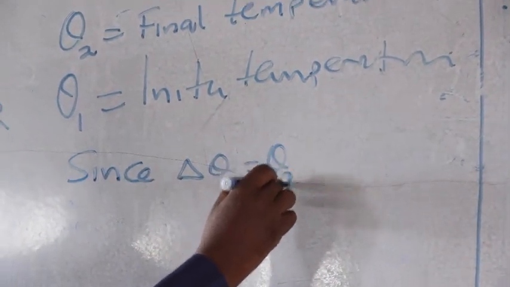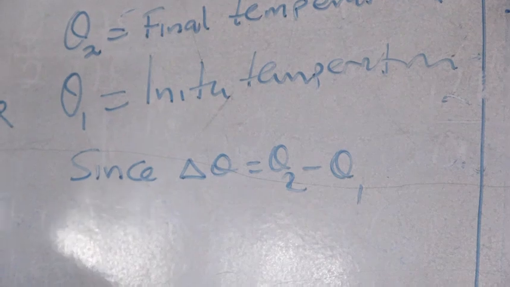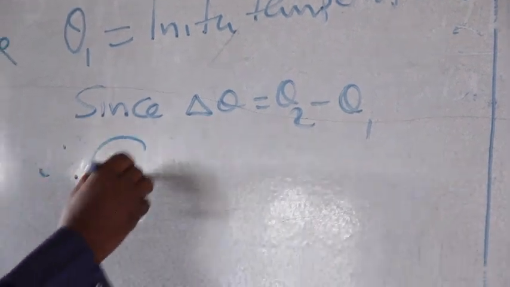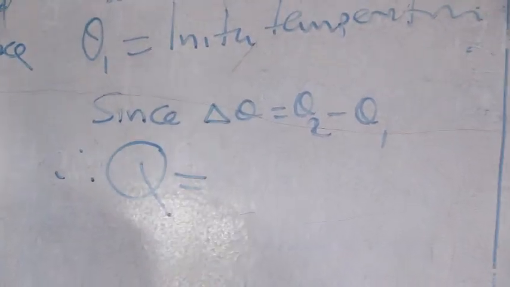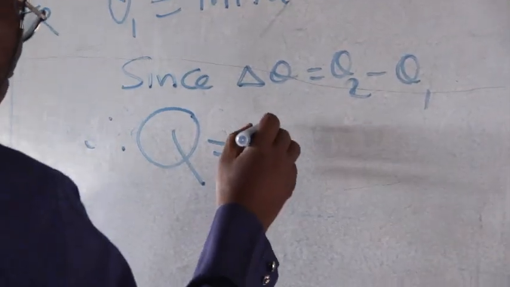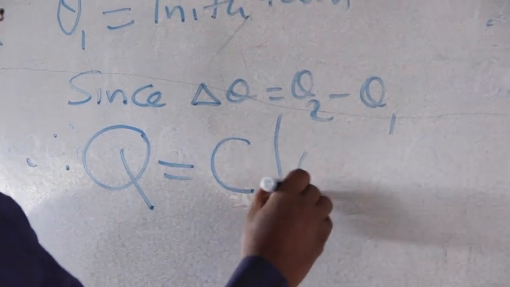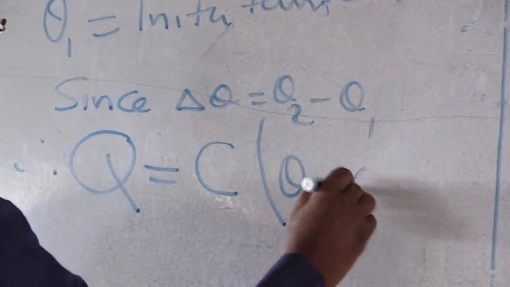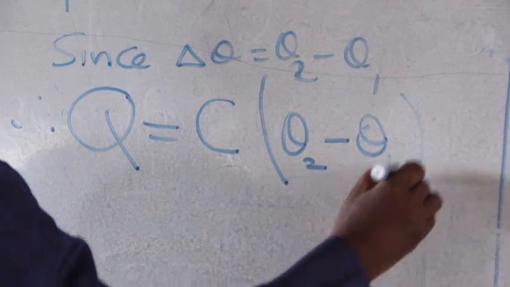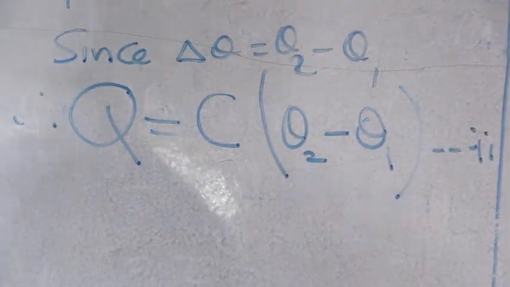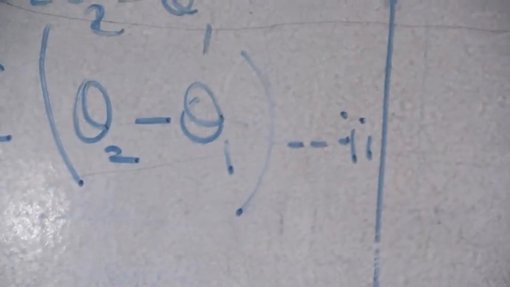therefore since delta theta equals theta 2 minus theta 1, we can express the quantity of heat energy loss or gain by capital letter C into theta 2 minus theta 1. And that serves as equation 2, if you refer to this one as equation 1.